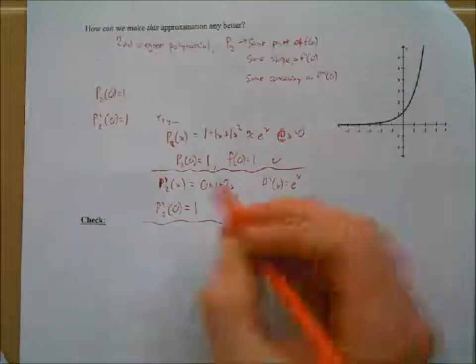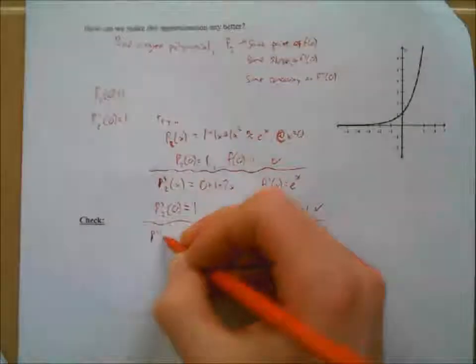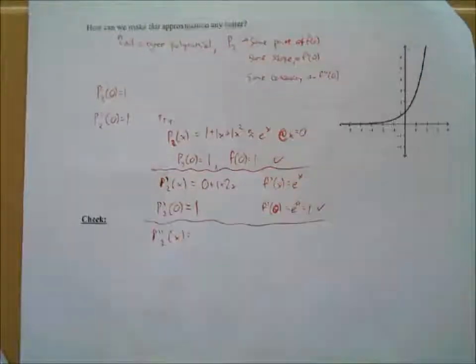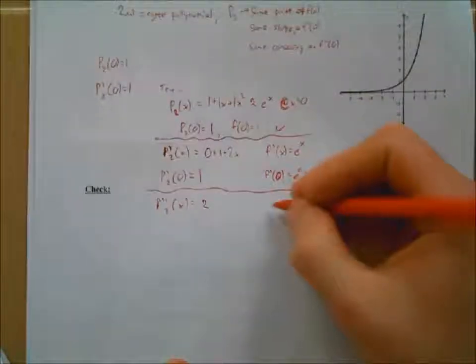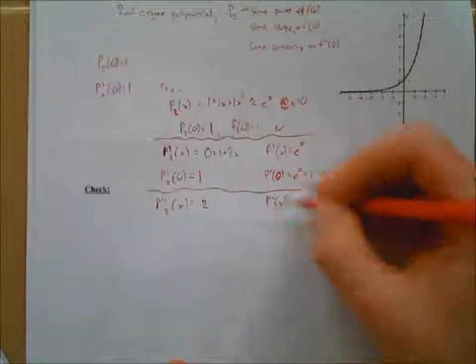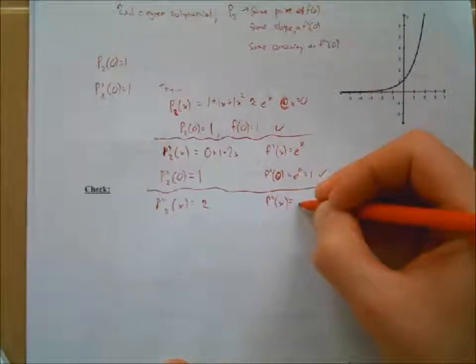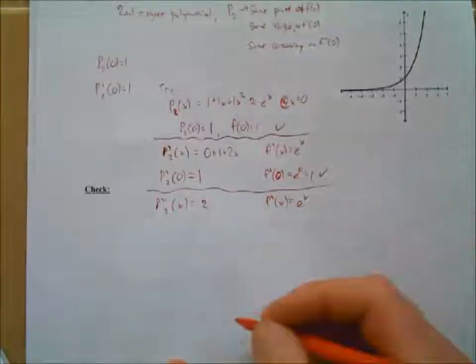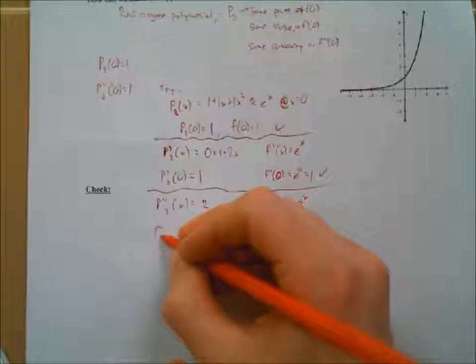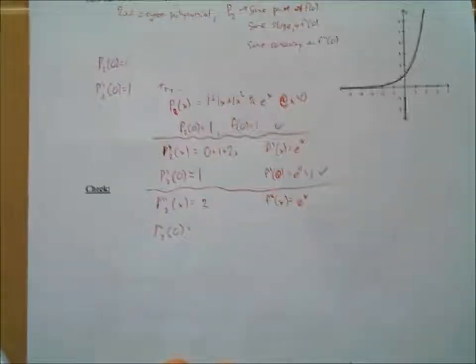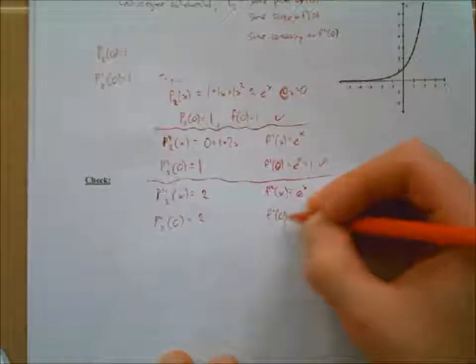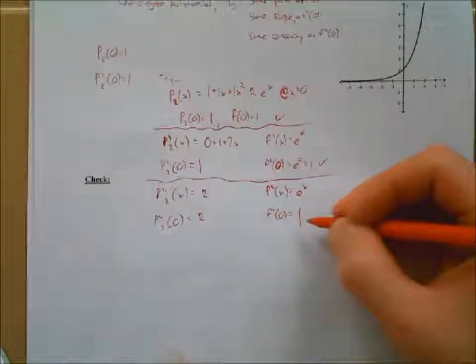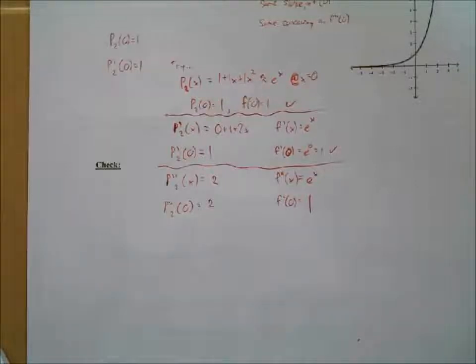Let's check once more. What is the second derivative of our approximating polynomial? 2. What's the second derivative of our actual function? It's going to be e to the x, and at 0 it'll be 1. What is p prime prime sub 2 of 0 going to equal? Uh-oh. Because f prime prime of 0 is 1. So this is not this.